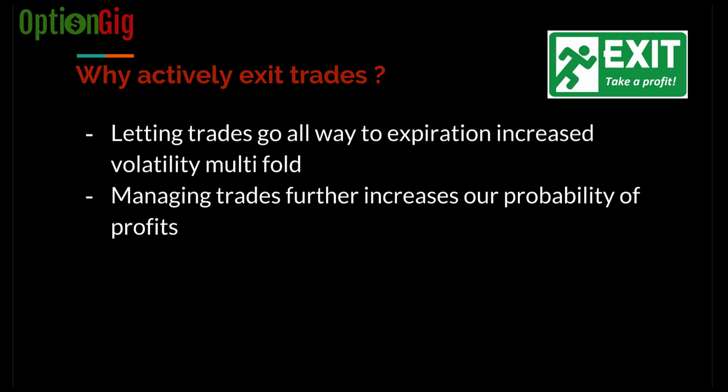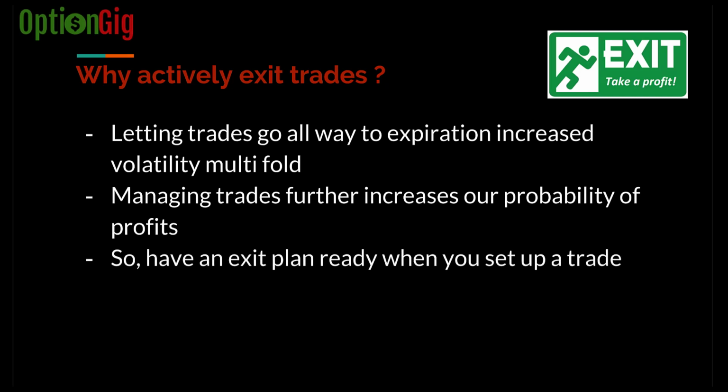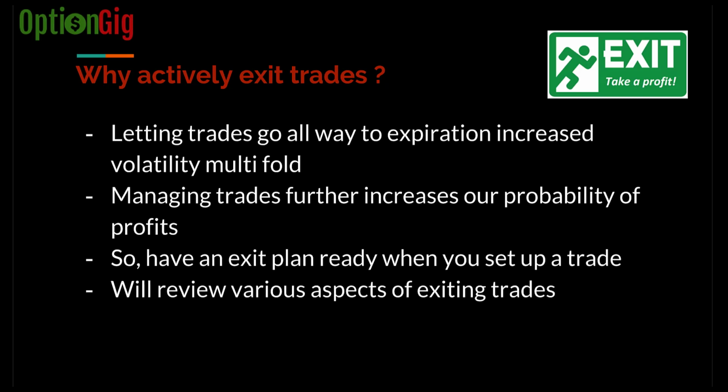So generally when we enter the trade, we enter at 70% probability of profit. But if we actively manage the trade, we could increase the probability of profit to 80 or 85%. So we should always have an exit plan ready when you're setting up a trade. When you enter a trade, at that point in time, you should have a plan on when you will be able to exit the trade. Okay. So we will review the various aspects of exiting the trades in the next few slides.